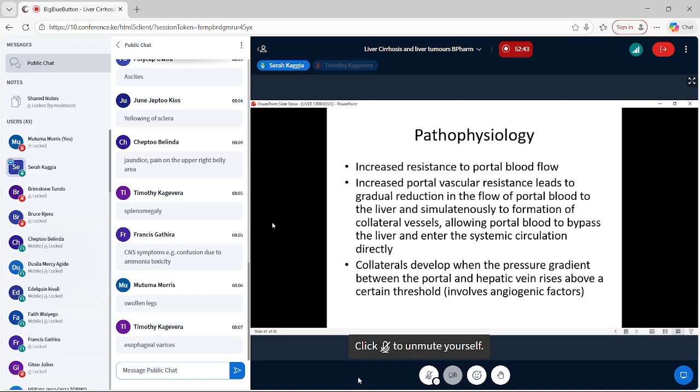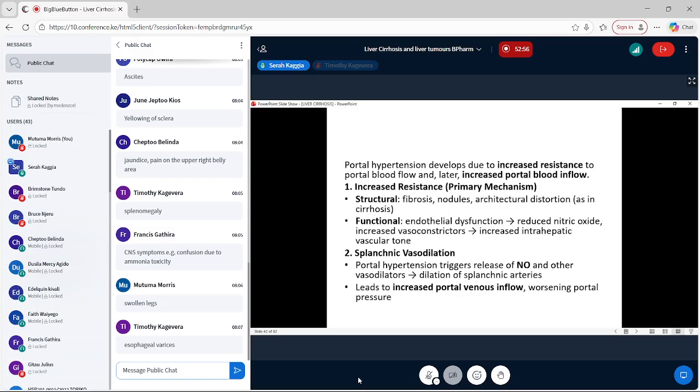So for this collateral between the portal and hepatic vein, the one I talked about, when the pressure becomes very high, at about 10 to 12, the shunting occurs, or blood now moves back to the systemic circulation. It moves from portal circulation. So what are the things that can lead to that? So as I said, there's increased resistance to portal blood flow, and then later on there's increased portal blood flow inside there.